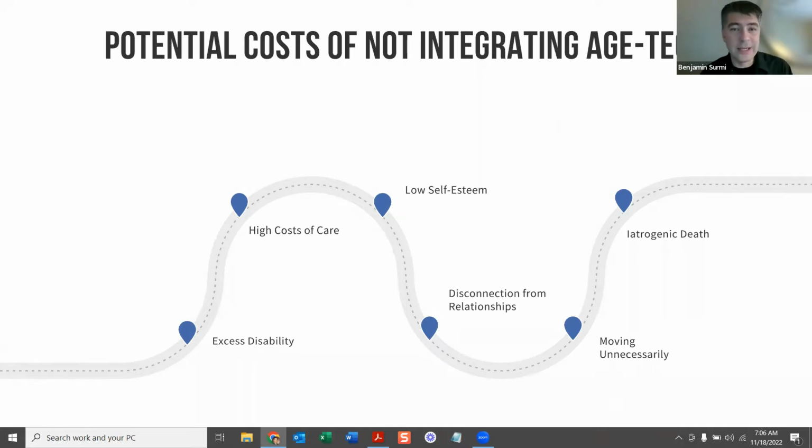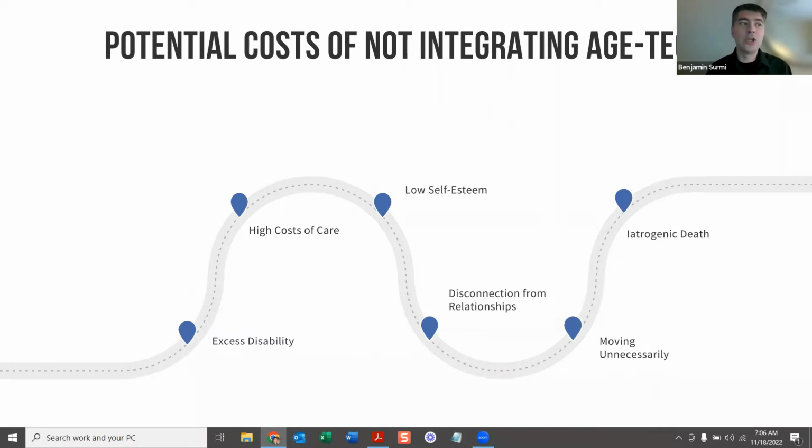Moving unnecessarily is the 5th potential cost of not using age tech tools. I'm moving to a memory care when I really could live in assisted living just fine. I'm moving to hospice, maybe a hospice center, when I probably could be at home. I'm moving from my home to an assisted living, and maybe I'm not ready for that. Maybe I don't need that. You may move unnecessarily if you don't implement the tools that you need to help you live where you are well. And then the last one is iatrogenic death.